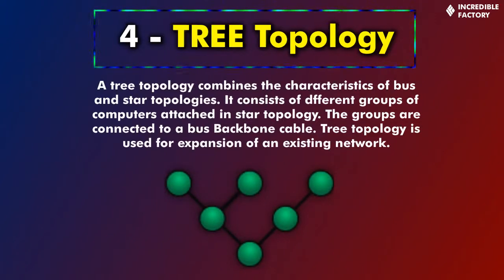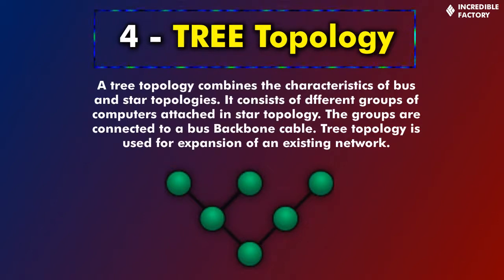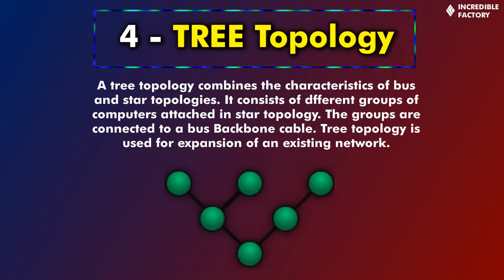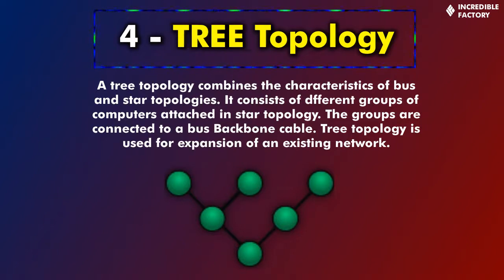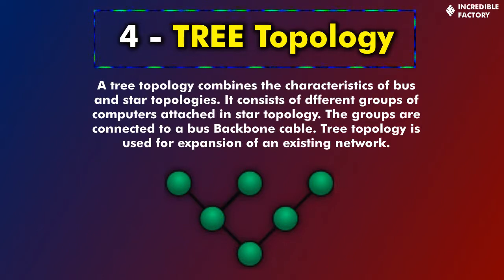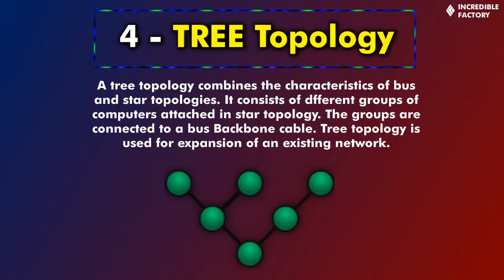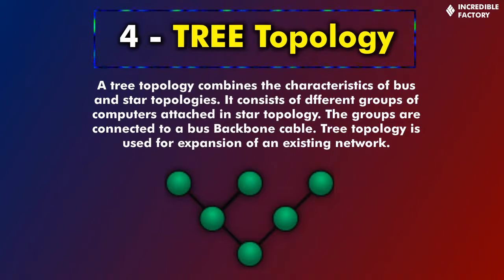At number 4, there is tree topology. Dear students, a tree topology combines the characteristics of bus and star topologies. It consists of different groups of computers attached in a star topology. The groups are then connected to a bus backbone cable. Tree topology is used for the expansion of existing networks.